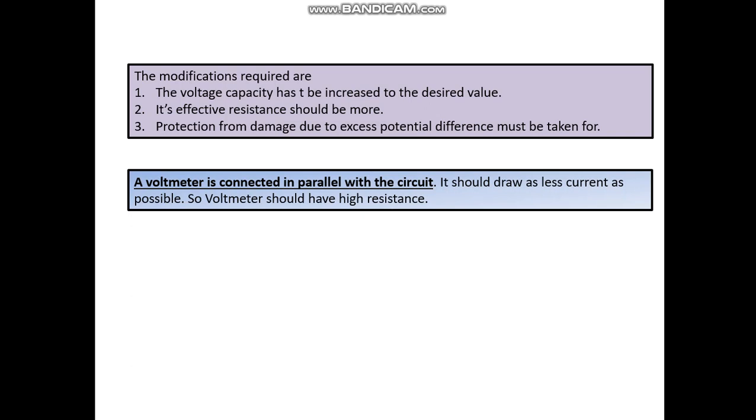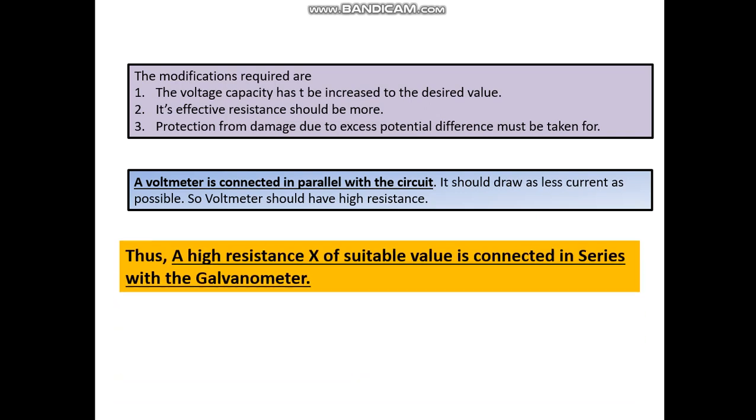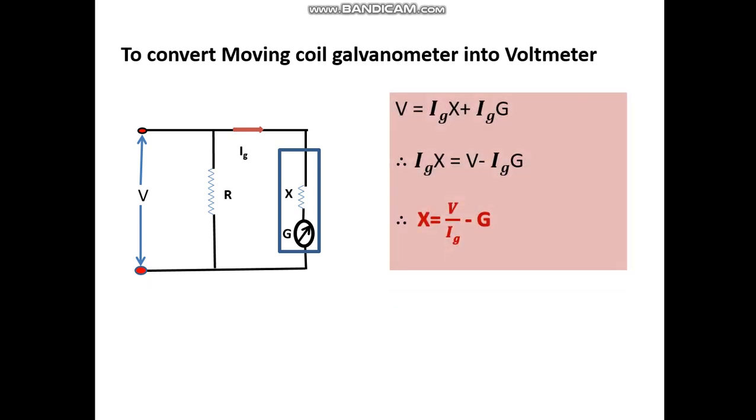A voltmeter is connected in parallel with the circuit, it should draw as little current as possible, so a voltmeter should have high resistance. Thus, a high resistance X of suitable value is connected in series with the galvanometer. Now let us see the equations to convert a galvanometer into a voltmeter.